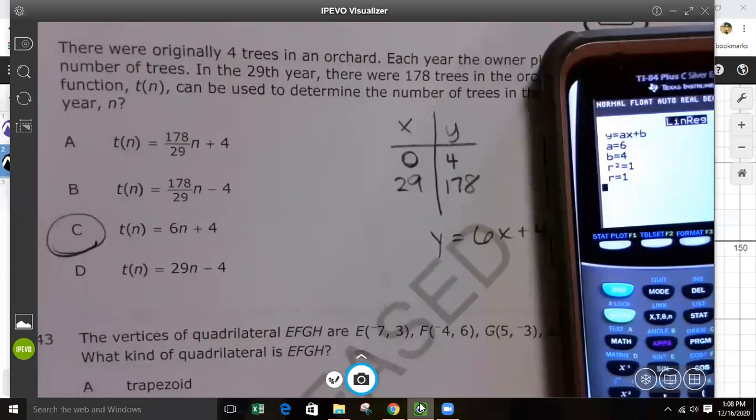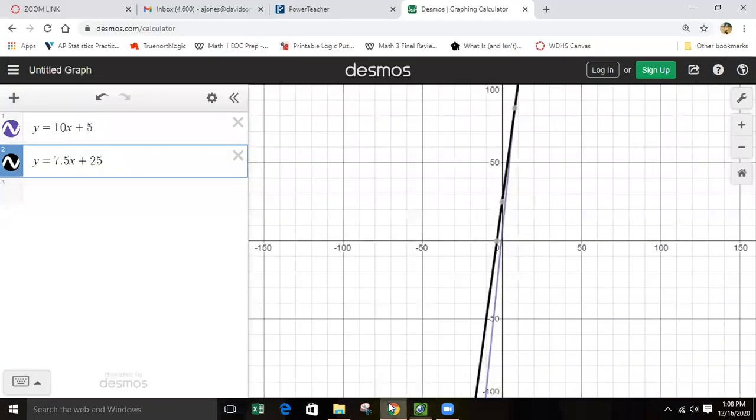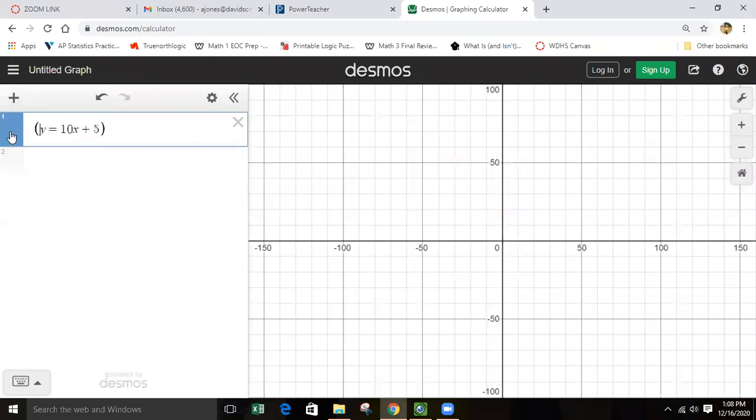All right. 43 is a Desmos question. So I'm going to go to Desmos and I'm going to type those coordinates in. So we had -7, 3. Comma. -4, 6. Comma. 5, -3. Comma. 2, -6.